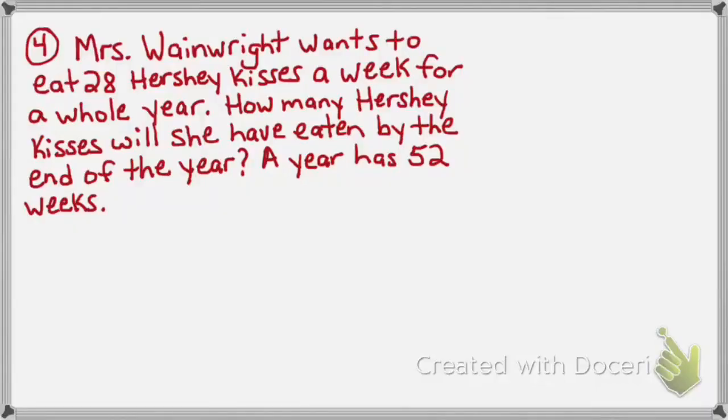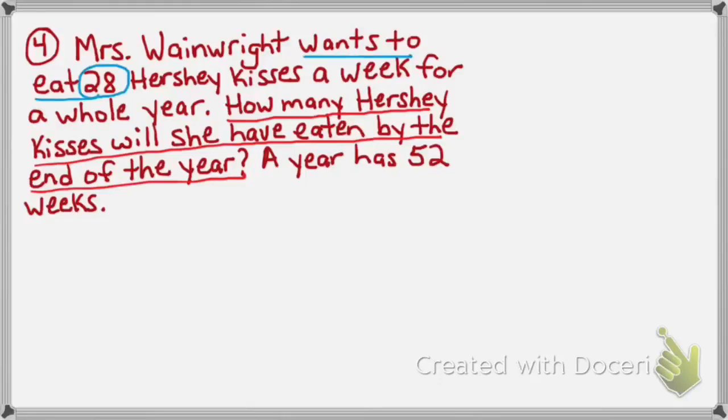And our final example is example number 4, a word problem. Mrs. Wainwright wants to eat 28 Hershey Kisses a week for a whole year. How many Hershey Kisses will she have eaten by the end of the year? And a year has 52 weeks. So what's the question? What's it asking us? We want to know how many Hershey's Kisses she'll have eaten by the end of the year. What do we know? We know that she wants to eat 28 Hershey's Kisses a week for the whole year. And we also know that a year has 52 weeks.